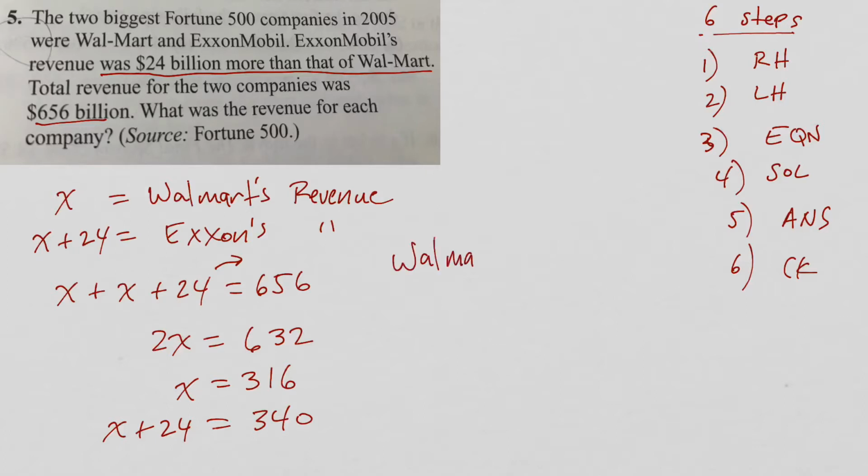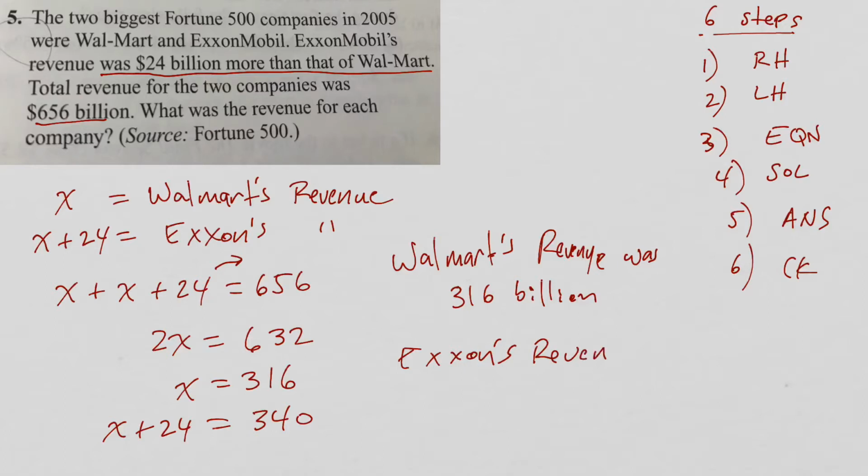Walmart's revenue was 316 billion. Exxon's revenue was 340 billion.